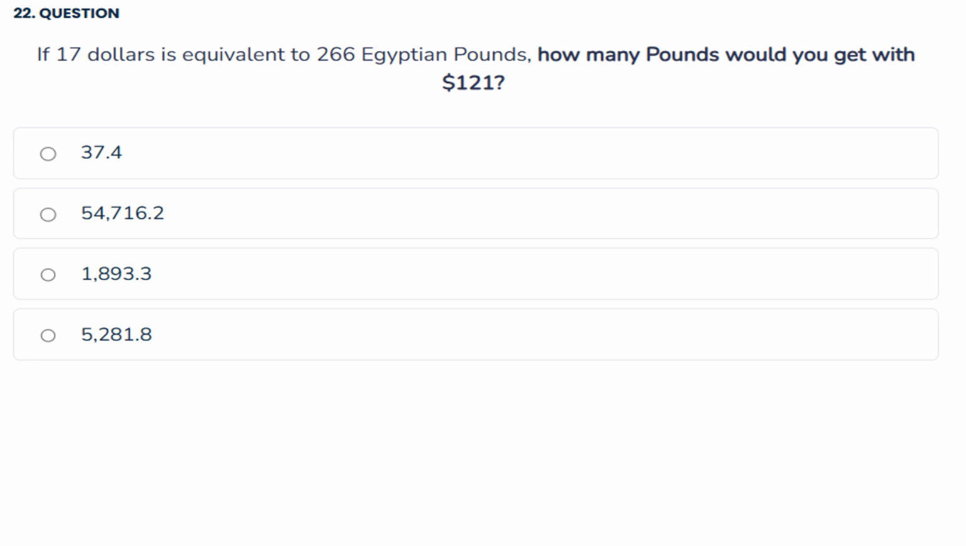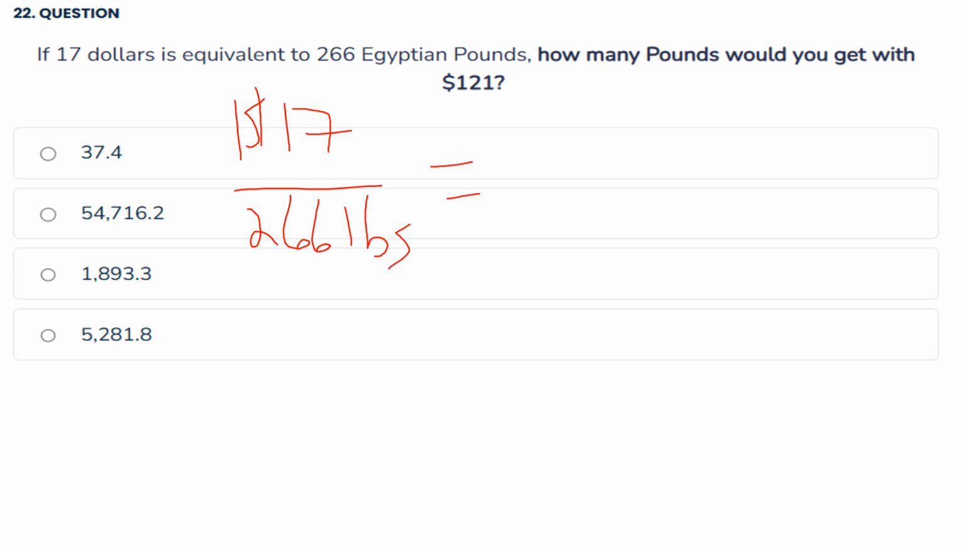If $17 is equivalent to 266 Egyptian pounds, how many pounds would you get with $121? All right, so let's go with what we know. We know that $17 is 266 pounds, and I'm going to abbreviate pounds.